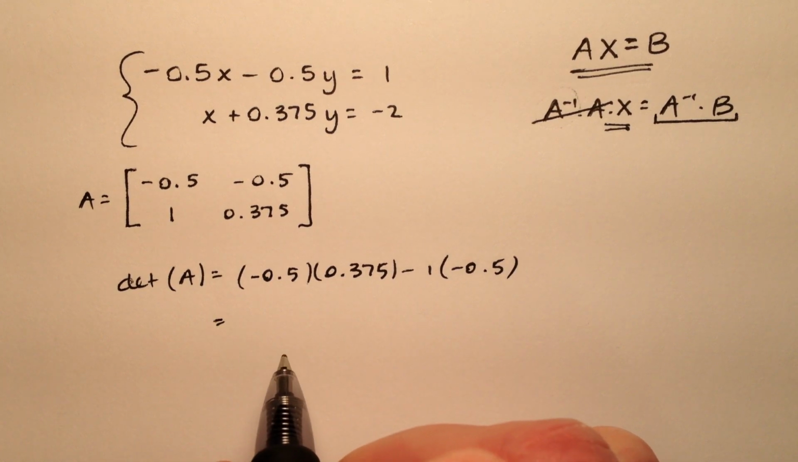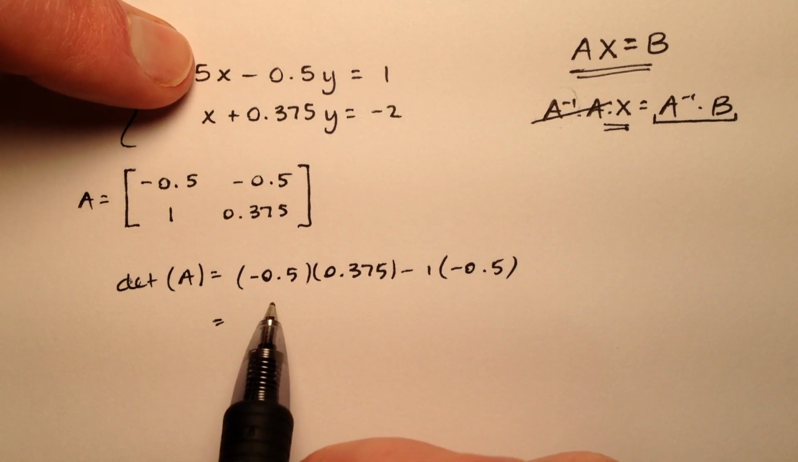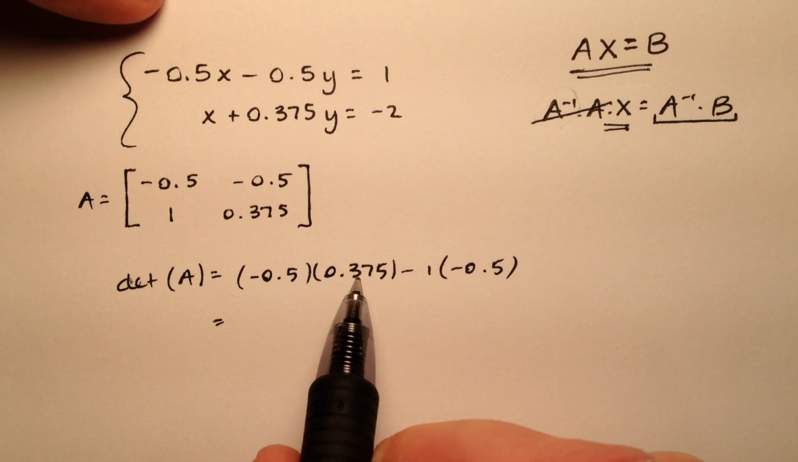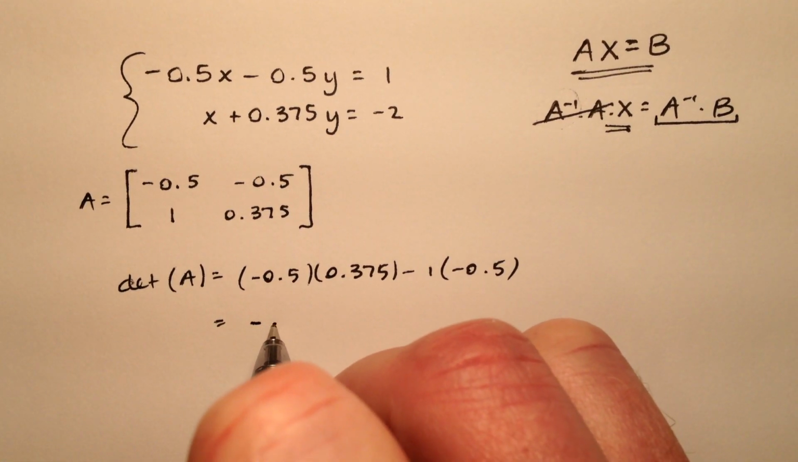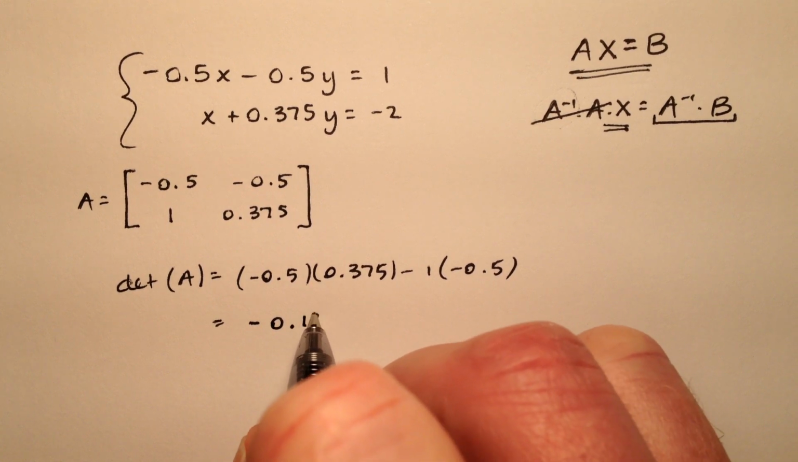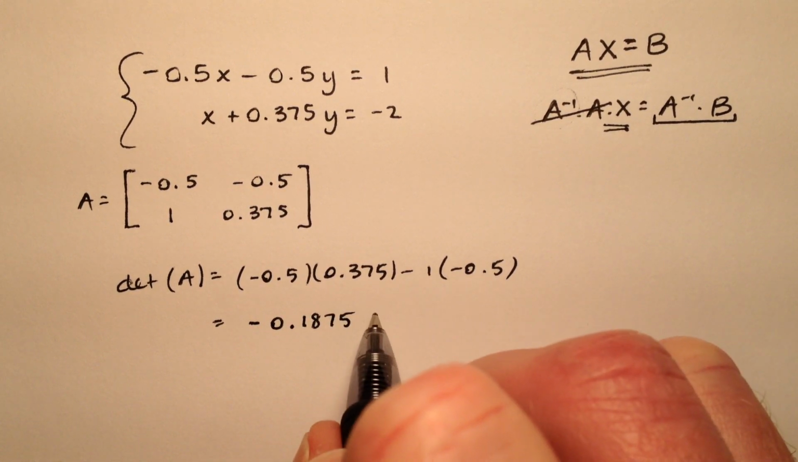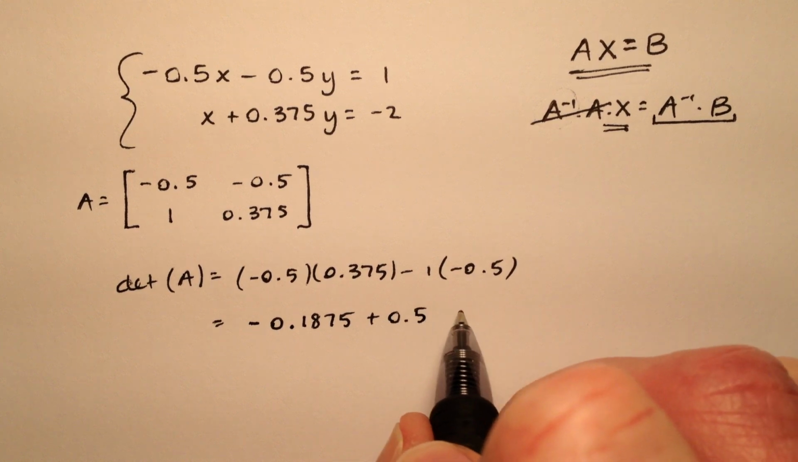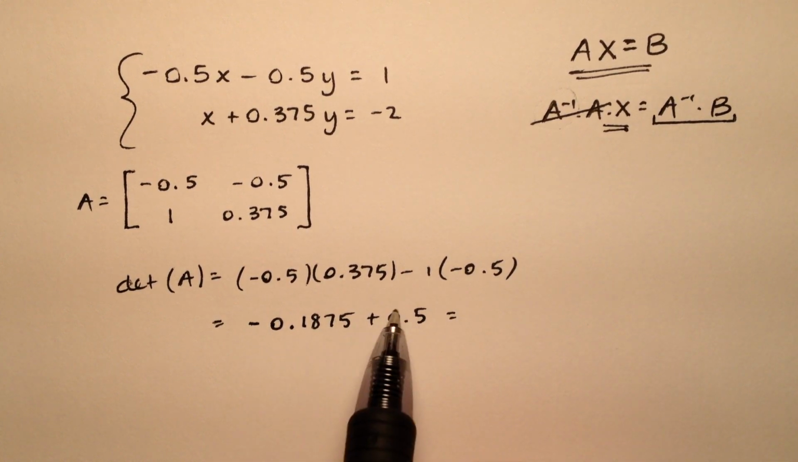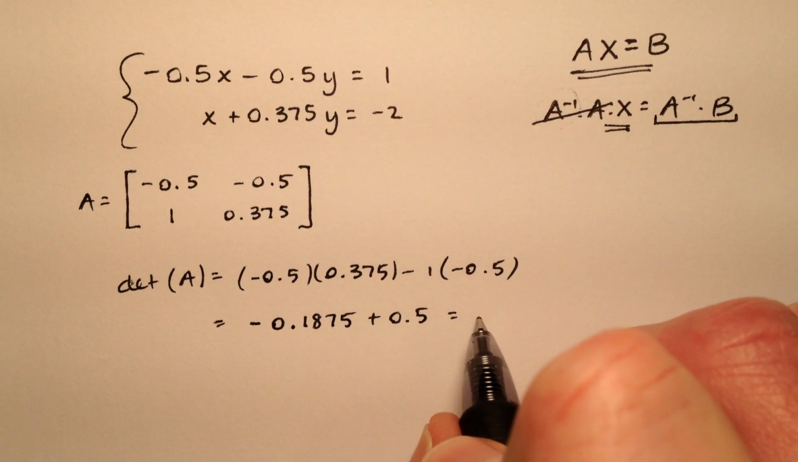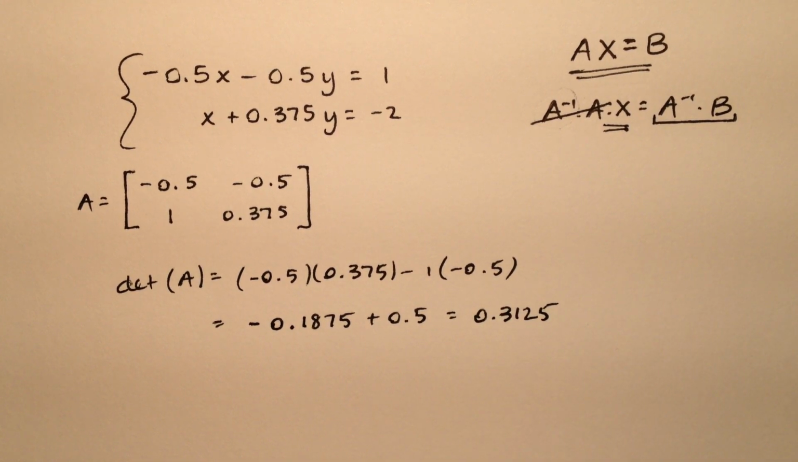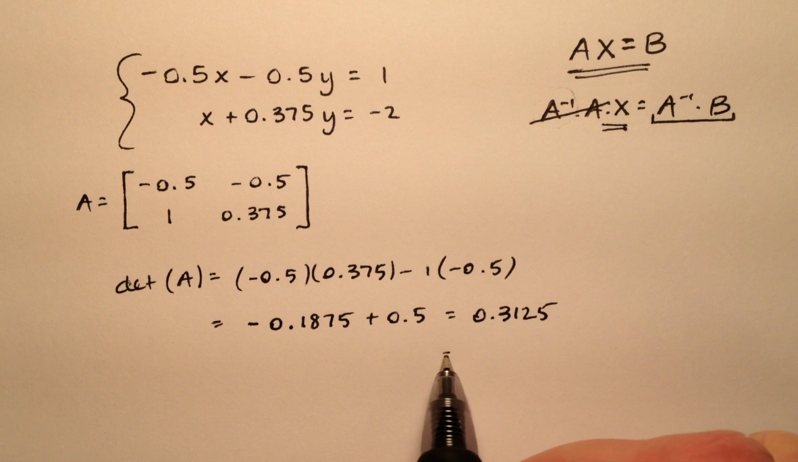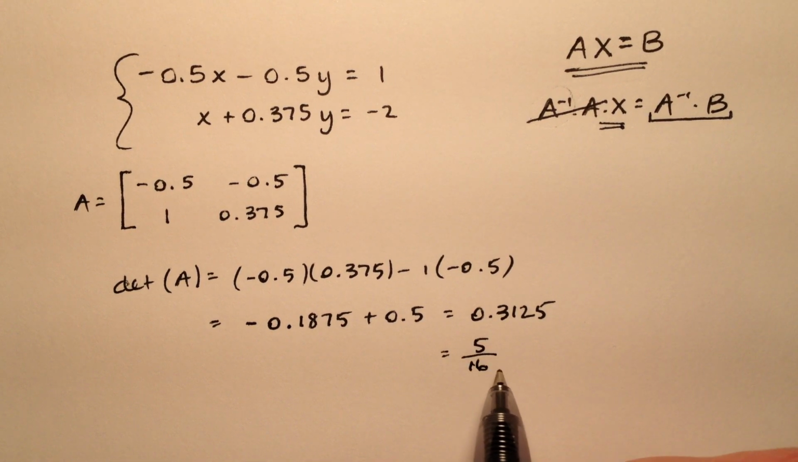And what we get when we do this multiplication is, let's see, 1/2 of 0.375 is going to be a negative 0.1875, and they're going to say plus 0.5. So when we do this arithmetic right here, we should get 0.3125, which as a fraction, this actually happens to be 5/16, which will help us here in a moment.